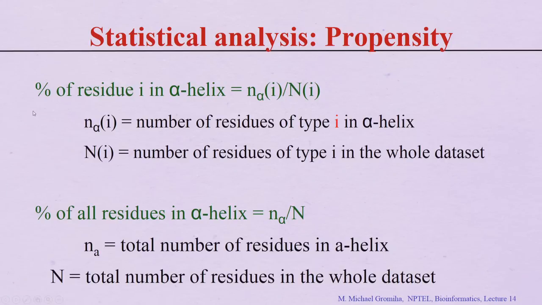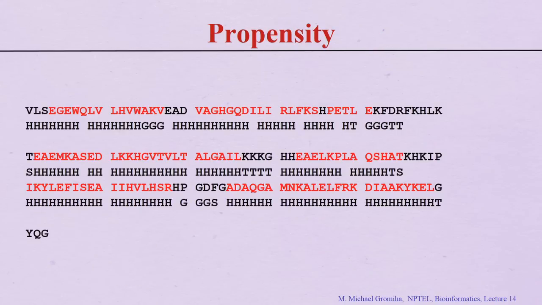You can calculate the percentage of residues in alpha helix using this equation, n alpha by n of I, where this is the ith residue, say alanine, in alpha helix divided by the ith residue in the whole protein. Likewise for the whole protein, n is the total number of residues and n alpha is the number of residues in alpha conformation. We will discuss one example.